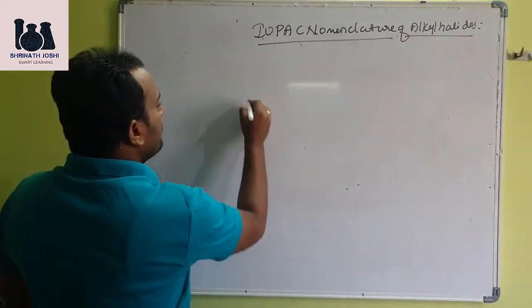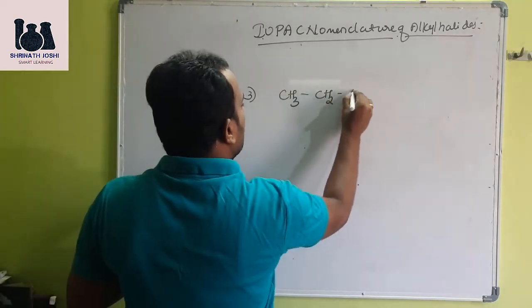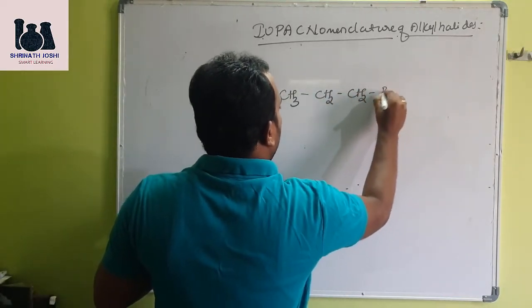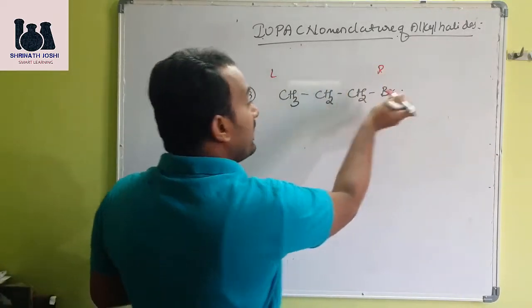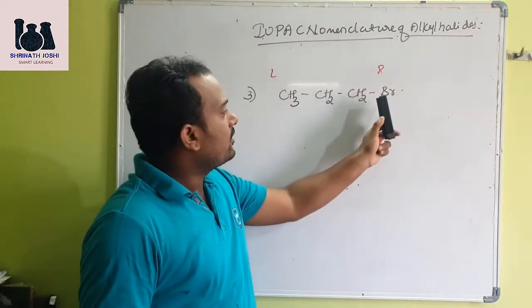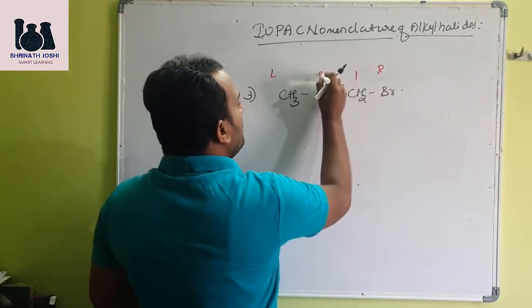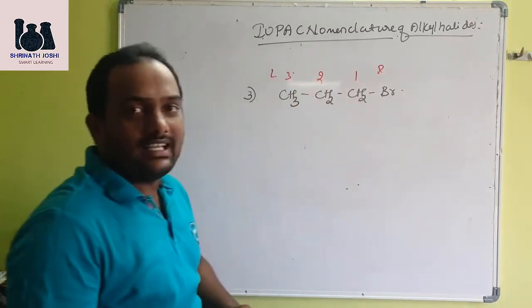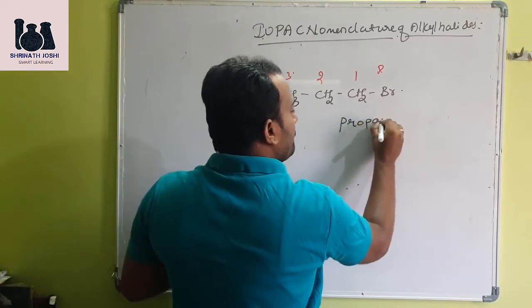Third one I take CH3CH2CH2Br. Now you tell, would you start from left to right or right to left? It is obviously from right to left only, because halogen containing carbon should get the least number. Therefore I start here 1, 2, 3. Longest 3 carbon atoms means it must be butane. No, it must be propane.